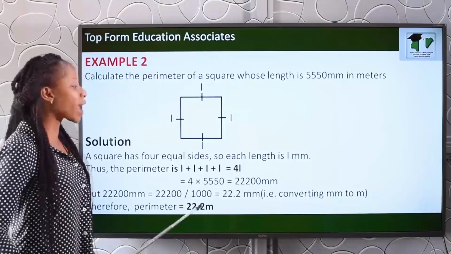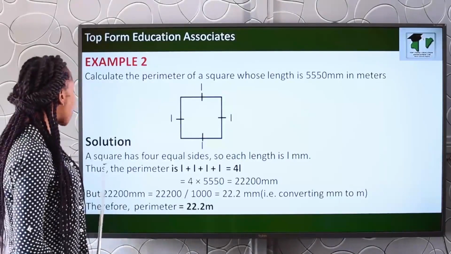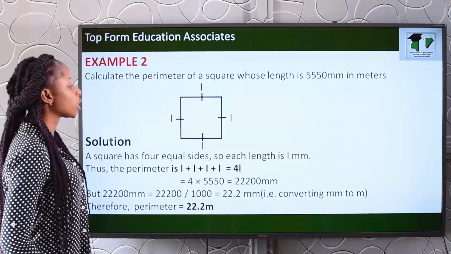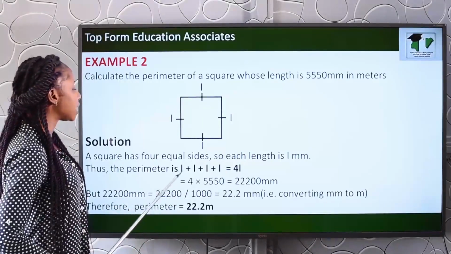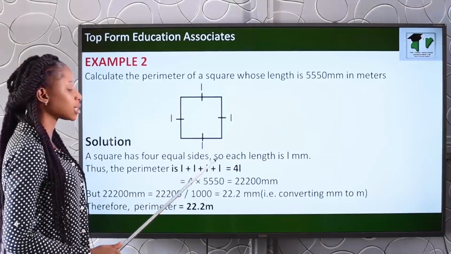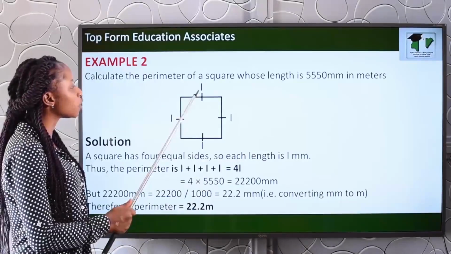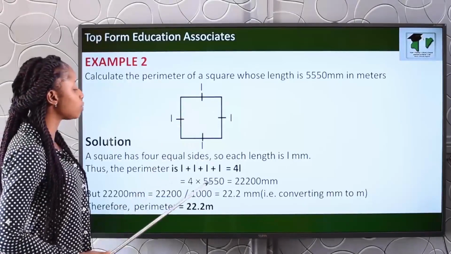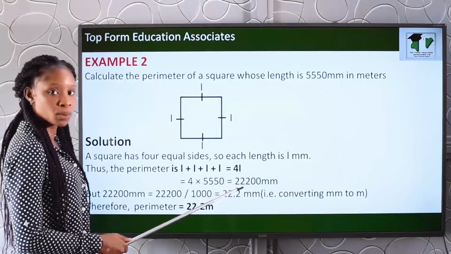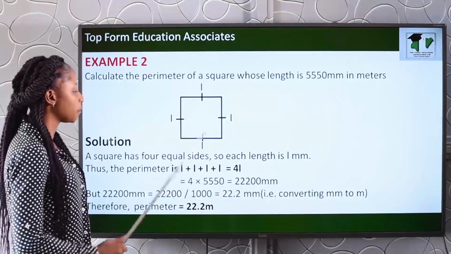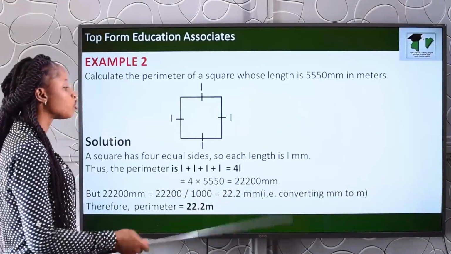Now, a square has 4 equal lengths. I'm sure we all know that a square has 4 equal sides, and it's represented here by the letter L. Thus, the perimeter is length plus length plus length plus length, that is 4L. Since we've been given one of the lengths, we can just multiply it by 4 to give us the total length of this square. Now, 4 multiplied by this will give us our answer as 22,200 millimeters.